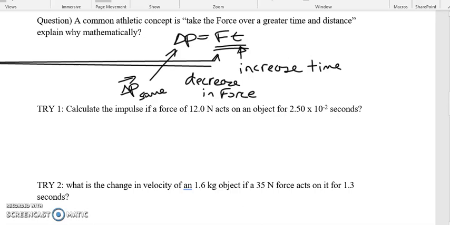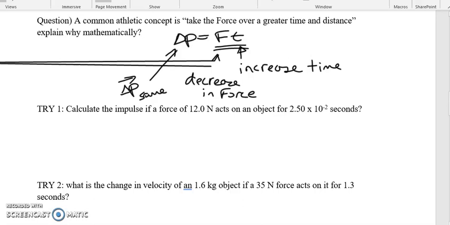And so this is why lots of things like foam mats underneath high jumpers reduce their momentum over a greater time and thus a greater distance, which will actually reduce the force.